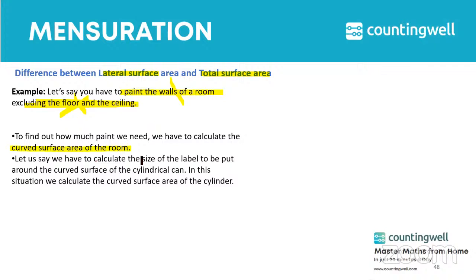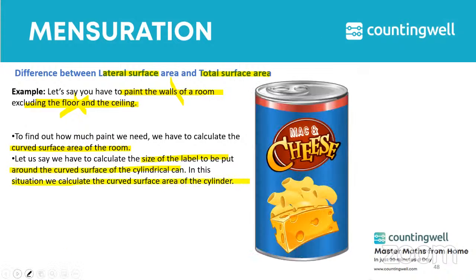Let's say we have to calculate the size of the label to be put around the curved surface of a cylindrical can. In this situation, we calculate the curved surface area of the cylinder. For example, here you can see the label of mac and cheese has been put onto the can. So here we have nothing to do with the top and the base surface. So in this case, we are using the lateral surface area, not the total surface area.